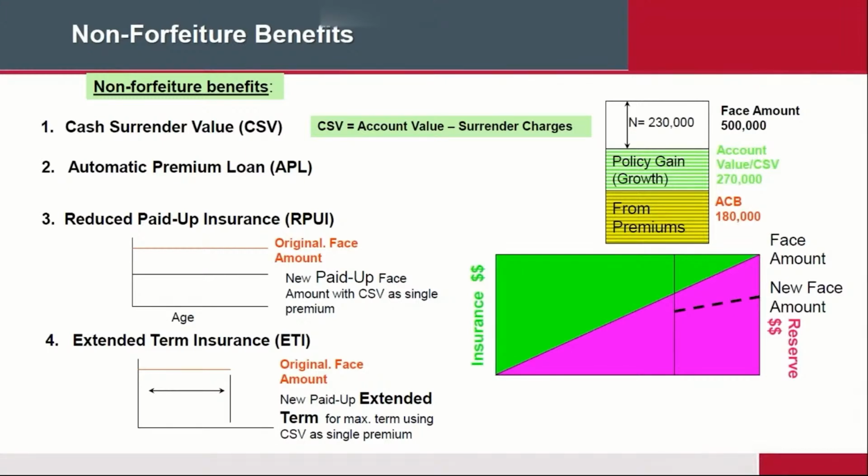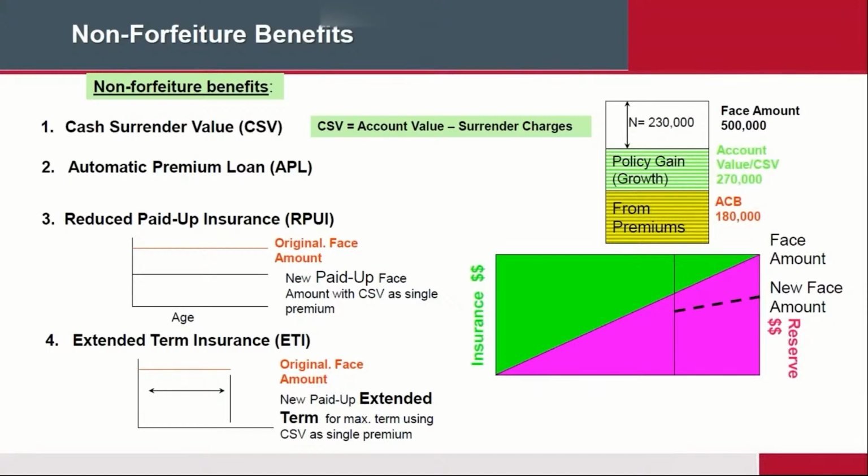Later on, in your 70s or 80s, for example, you may not need $500,000, but you still need permanent insurance. You may only need, let's say, half of it or whatever it is. You can buy what's called reduced paid-up insurance. Now, you will get a question on the exam on reduced paid-up insurance. Usually we'll have one of these.